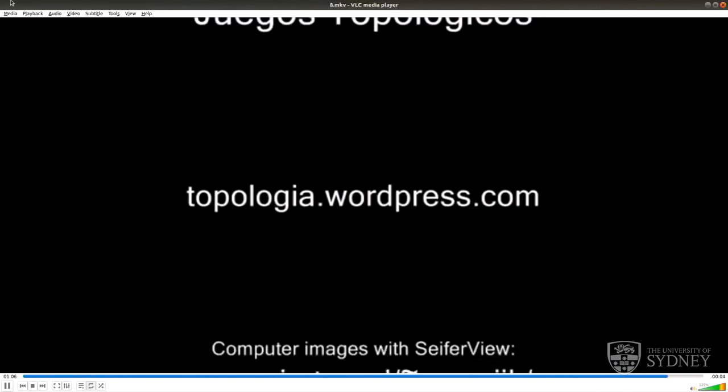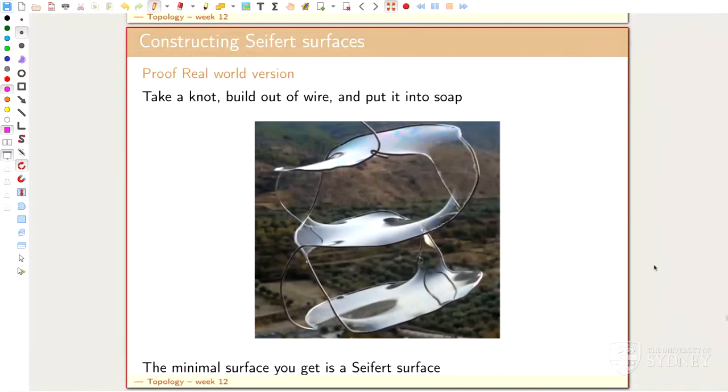Okay, they don't last forever if you really build them out of soap. All right, that was a real-world proof of why you should believe that those things exist. It's really crazy. The surface is like a bent disk that bends around along the knot, and it minimizes its area if you build it out of soap. I will give you a math proof later, but for now, I hope this makes sense.